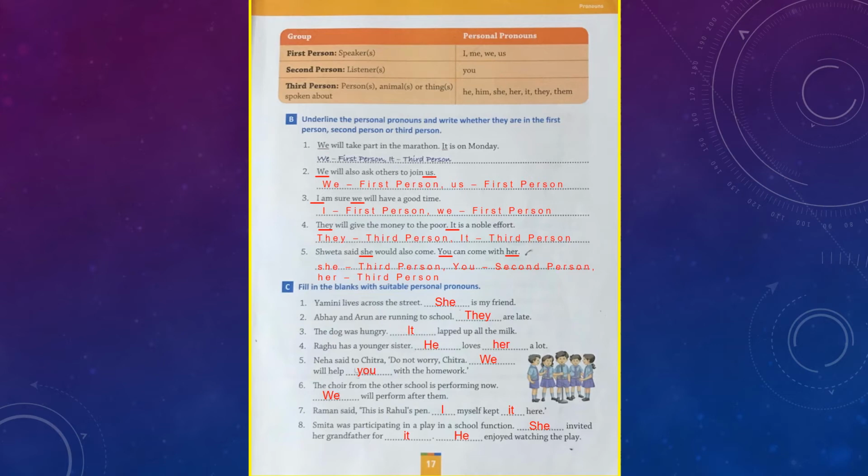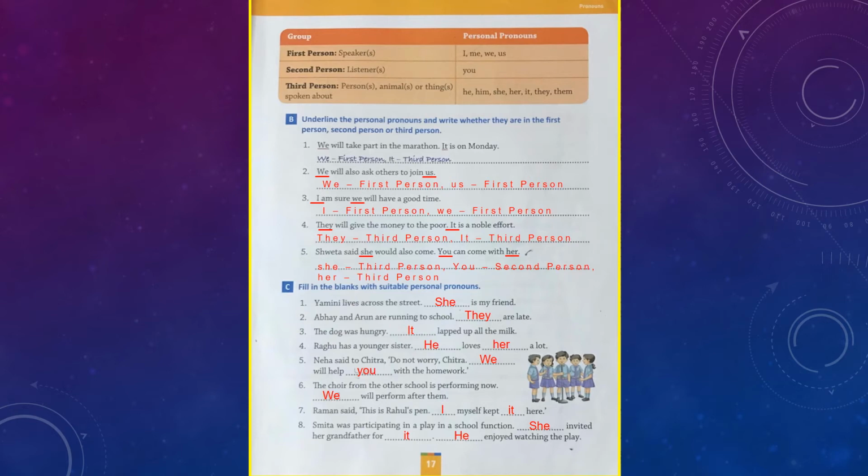Number 4. Raghu has a younger sister. He loves her a lot. So instead of Raghu, we have written he, and instead of sister, we have written her. Number 5. Neha said to Chitra, do not worry, Chitra. We will help you with the homework.